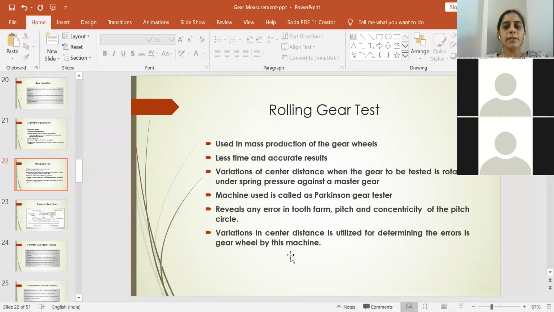You have to understand the rolling gear test is conducted for mass production of gear wheels, where you are manufacturing gear wheels in a lot and they have to be tested for whether they are capable of functioning properly. Then we go with the rolling gear test using the Parkinson gear tester. This test uses very little time and provides an accurate result. What happens here is the variation of the center distance when the gear to be tested is rotated under spring pressure against a master gear.